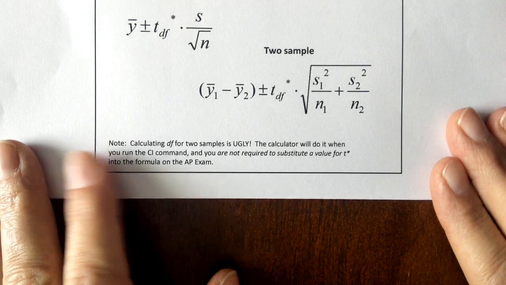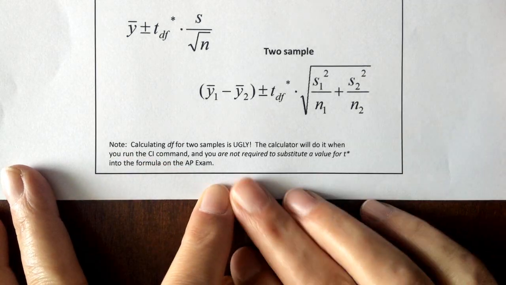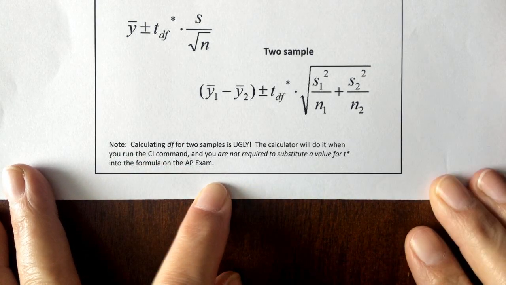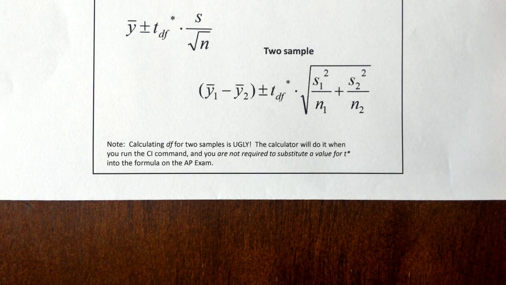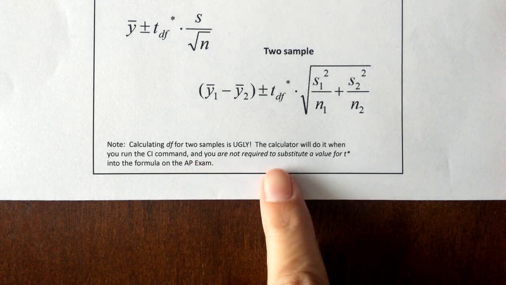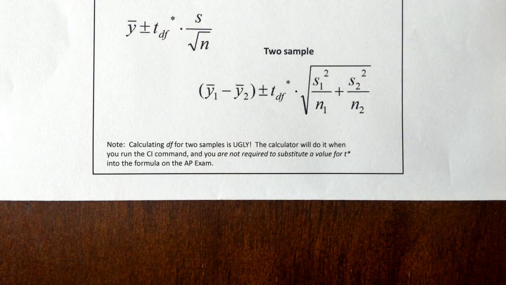And the reason for that is because degrees of freedom are super duper ugly for 2 samples. The calculator will actually just do it for us. It'll calculate the degrees of freedom for us like it's always done before, and then we'll just copy it down. And so we're not actually required to substitute the value for t star because of that on the AP exam.